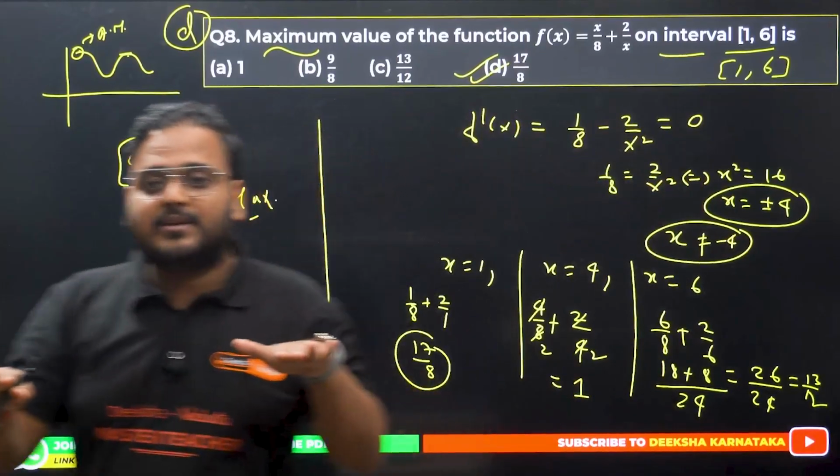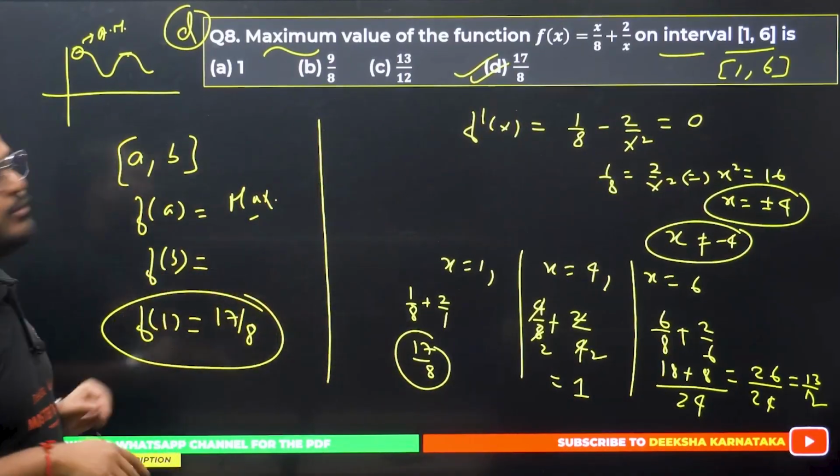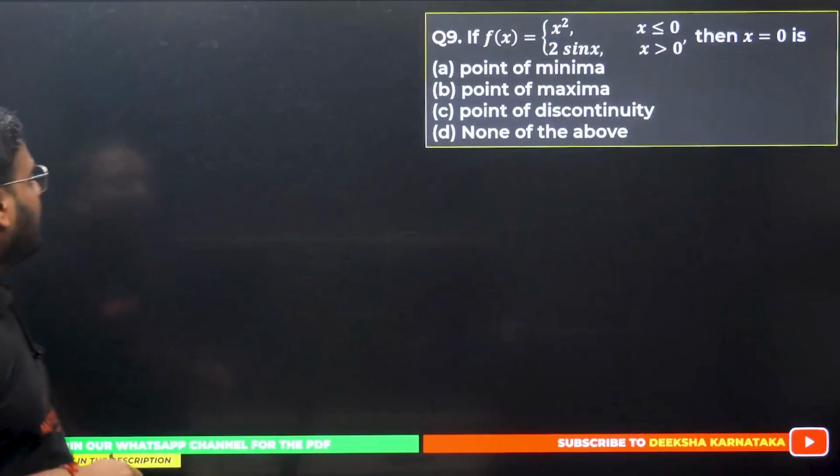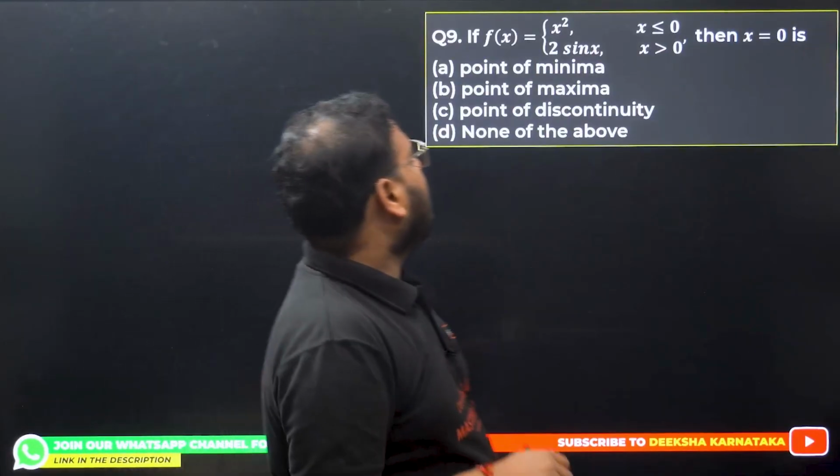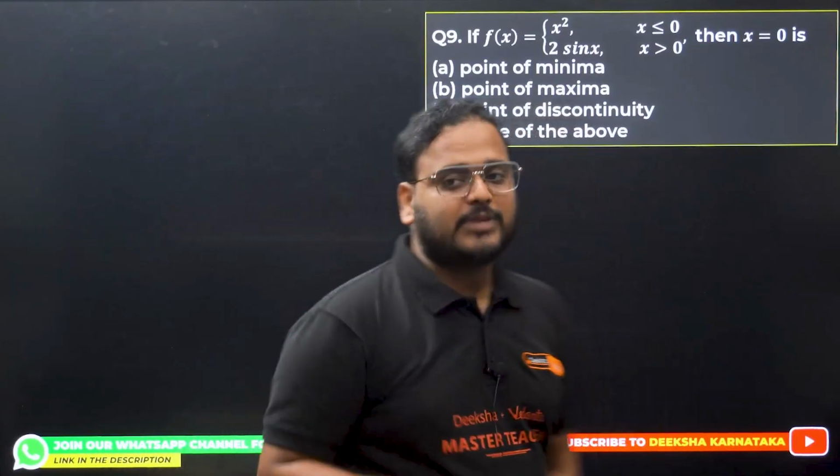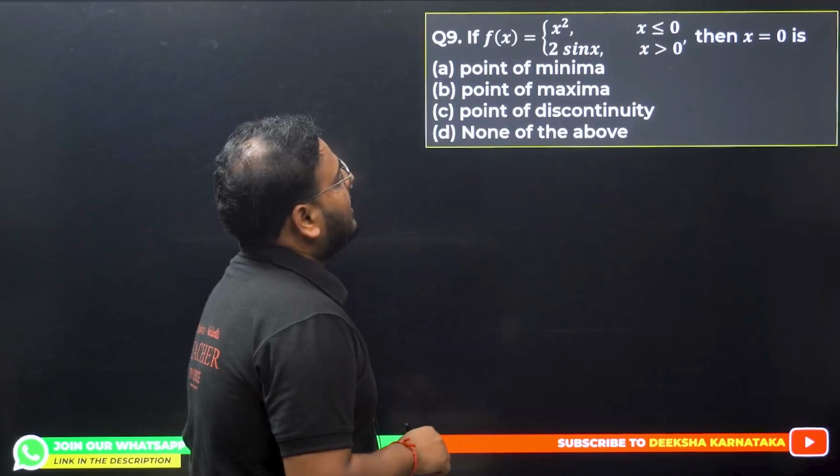No need to find the derivative. Okay, question number 8 is over. Please check. Question number 9 now. f(x) equals x square when x is less than 0, and 2 sin x when x is greater than 0.